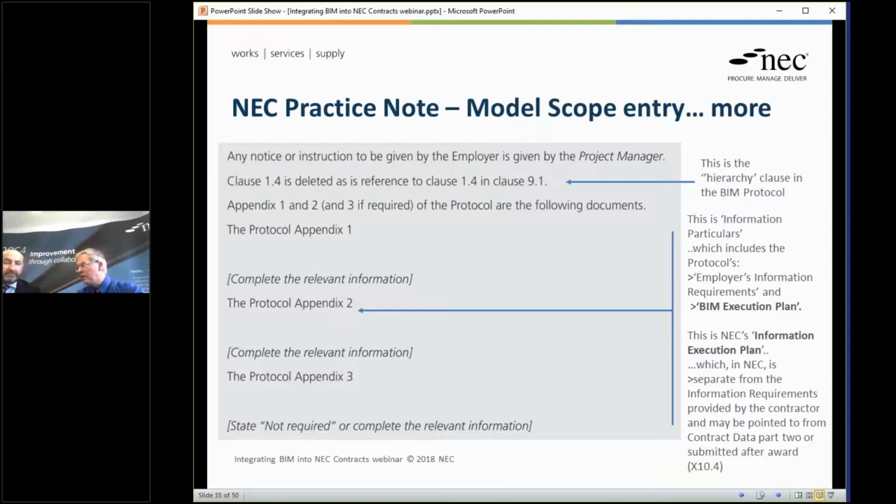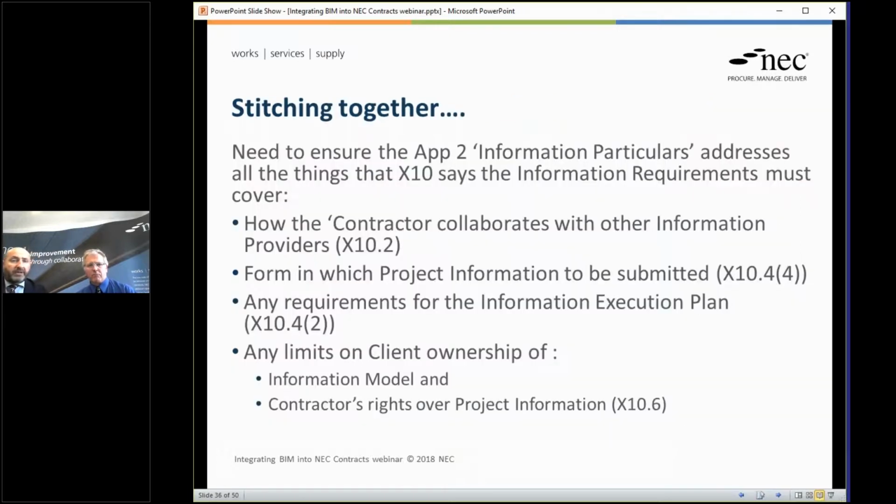Protocol Appendix 2 includes the BIM execution plan, and we'll touch on that in a moment. So, in terms of stitching these documents together, we need to make sure that within Appendix 2 of the protocol, which is now part of the information model requirements, you address all the information to be included in the information model requirements. As we touched upon before, the collaboration requirements, the form of the project information, and any kind of information execution plan, all of which I think would form part of that anyway.